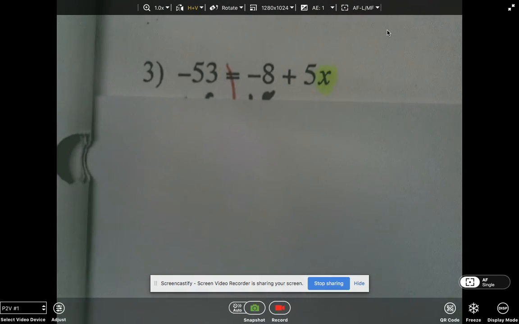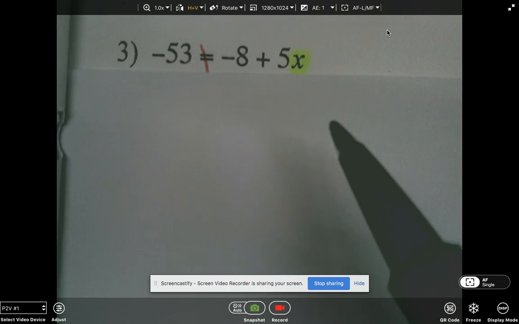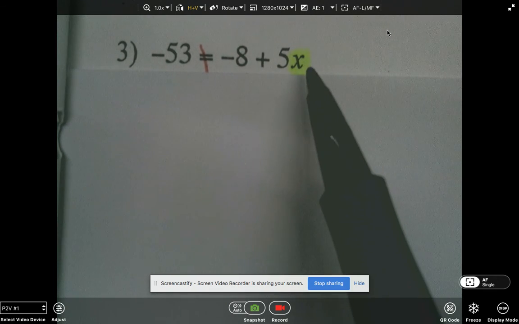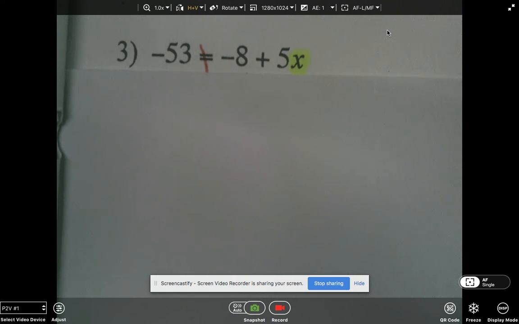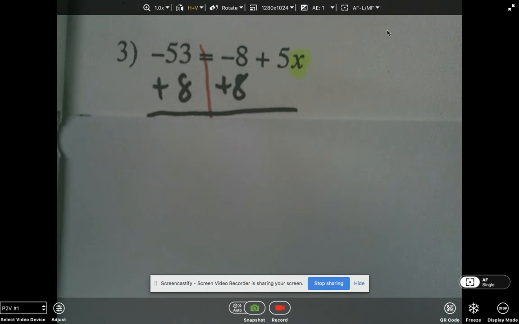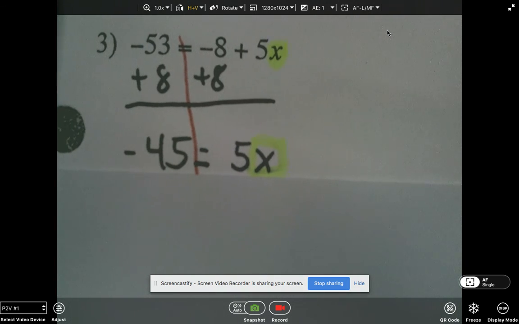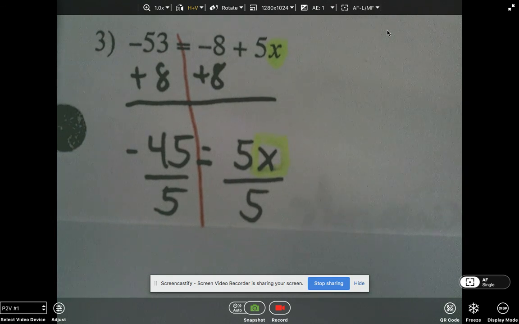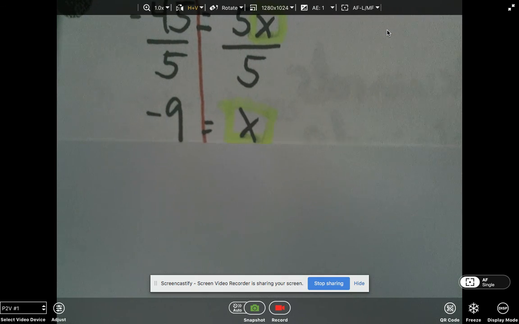Moving on to number 3. All right, so similarly here, I would call this one a backwards weirdo as well because the x is on the right, and we have to start here, which is a little weird. So first step is what? Add 8 to both sides. What are we left with? Negative 45 equals 5x. Next step, divide each side by 5. And what are we left with? X equals negative 9.